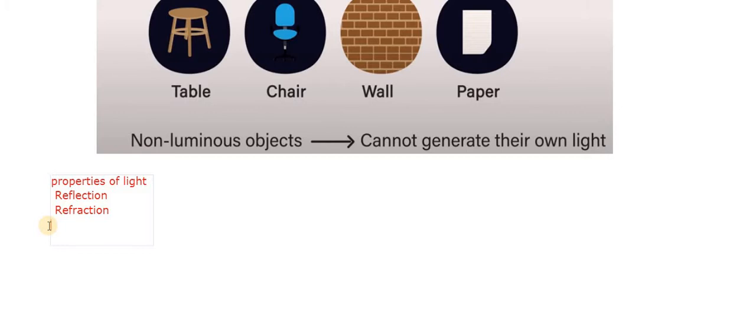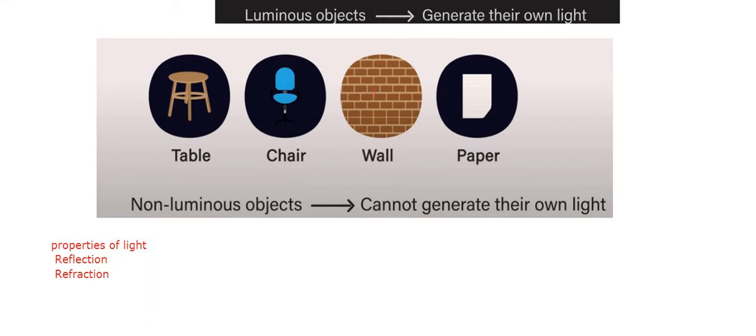So what do you mean by reflection of light? It is very simple. I'll give you one example. Suppose here we have a wall. Suppose I throw a ball at this wall. What happens to the ball? Of course, the ball will come back to you. It will bounce back to us.